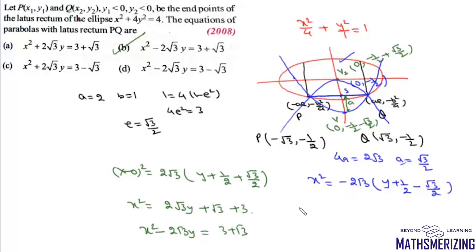So if we take it to the left hand side, we'll write x square plus 2 root 3 y, and it'll be equal to 3 minus root 3. And that's your option number C. So the answer to this question is option B and C.